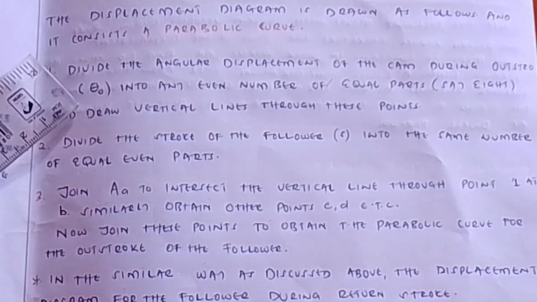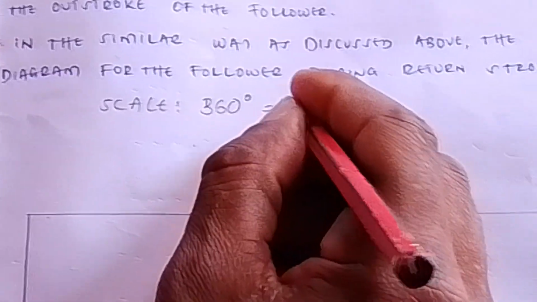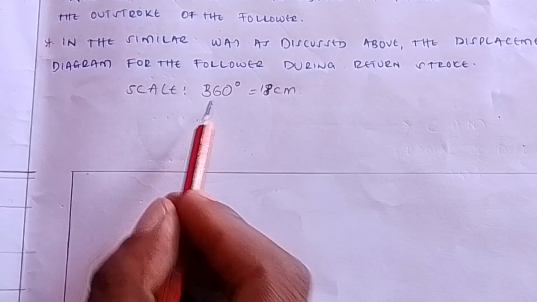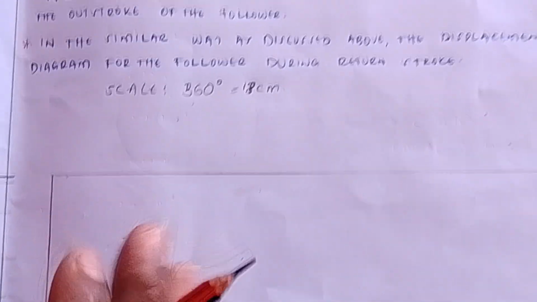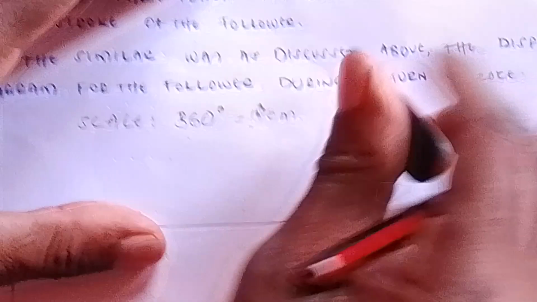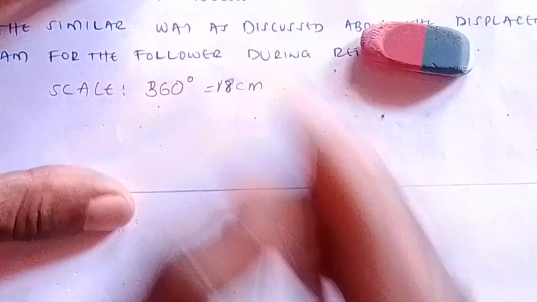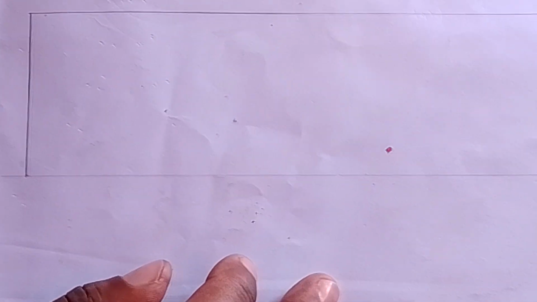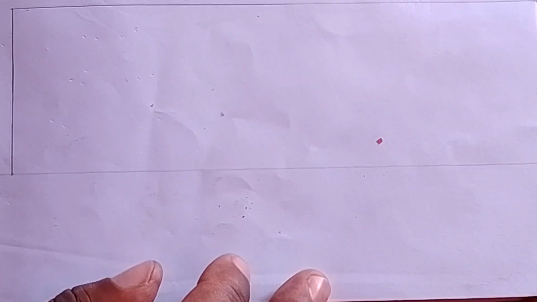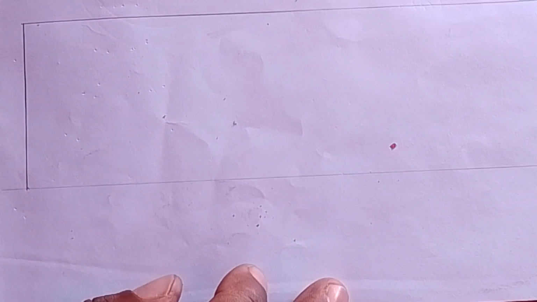That is why I'm using a suitable scale, where 360 degrees equals 18 centimeters, not 1 centimeter. That is the scale I am using. You can also use anything. You can use 16 centimeters, or 360 degrees equals 15 centimeters. But I use 18 centimeters because it is simpler to divide the outstroke and the return stroke into equal numbers, so that I can plot the graph.